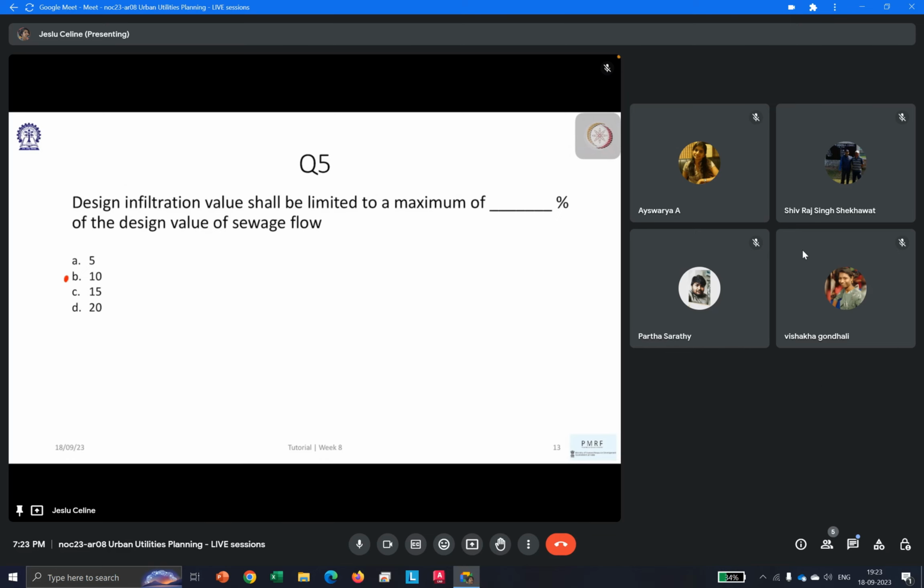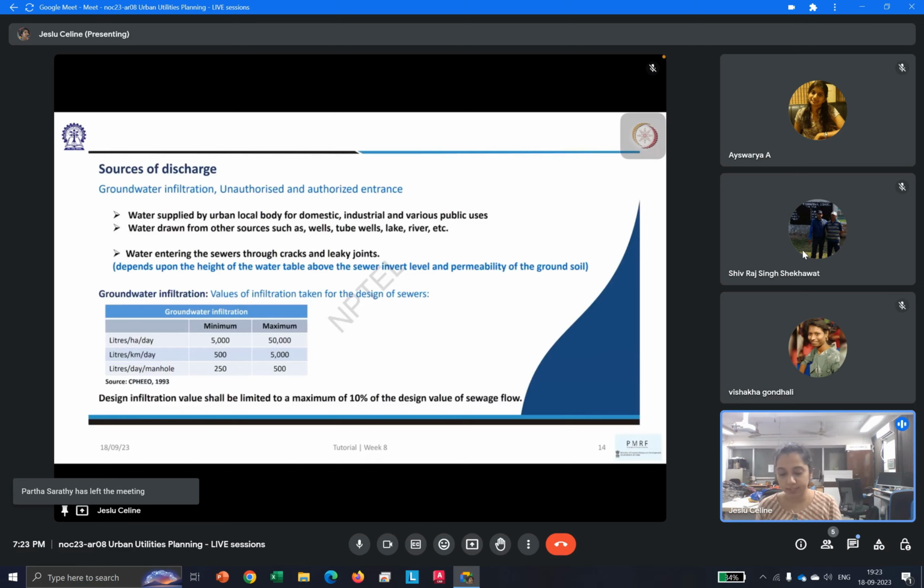Okay, so yes, Aishwarya is right. In this lecture, we have seen that we always need to take a design infiltration value, because while we are designing sewers, there can be certain water due to cracks or leaky joints, so there can always be infiltration. And if we do not calculate this infiltration value, then there would be a situation when the sewers are not capable of handling the sewage flowing through them. Because of that, we need to calculate this.